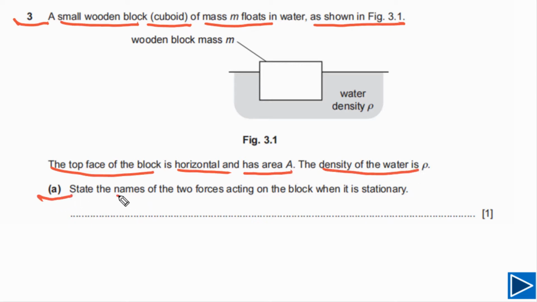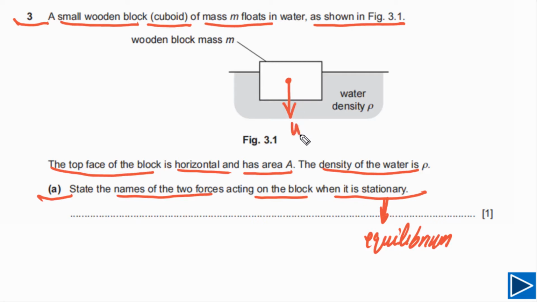For part A, we need to state the names of the two forces acting on the block when it is stationary. When the block is stationary, we can simply understand the block is in equilibrium. When the block is in equilibrium, there are two forces acting on it. One is the weight of the block, which is acting down. The second force, as the block is in a fluid, is upthrust.